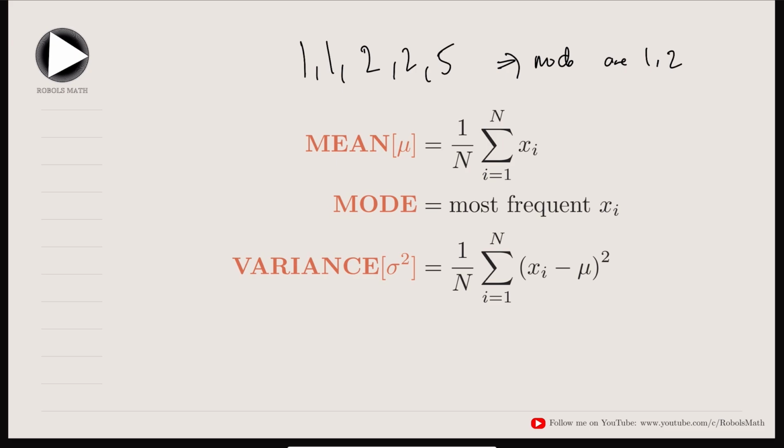And then lastly, we look at the variance. The variance is basically the sum of the squared distances from the mean. So we subtract each element of the set from the mean, and then we square them, and then divide the sum by the number of elements.